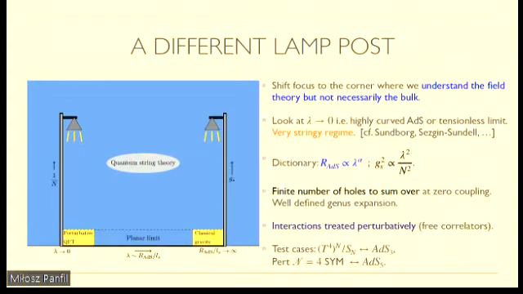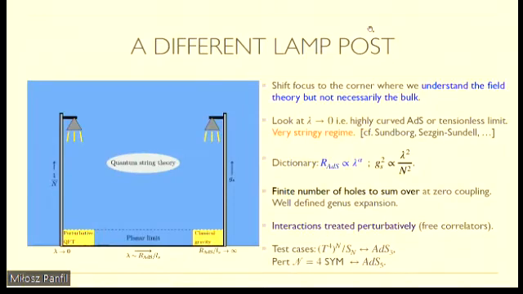As I said, we understand the field theory, but not necessarily the bulk, because it's highly curved, and at least we don't always have good sigma model descriptions of the string theory in this regime. The dictionary, as I said, is usually in AdS/CFT that the radius of the AdS, or the inverse curvature, is proportional to some positive power of the 't Hooft coupling. And this is why the lambda goes to 0 corner is a highly curved regime.